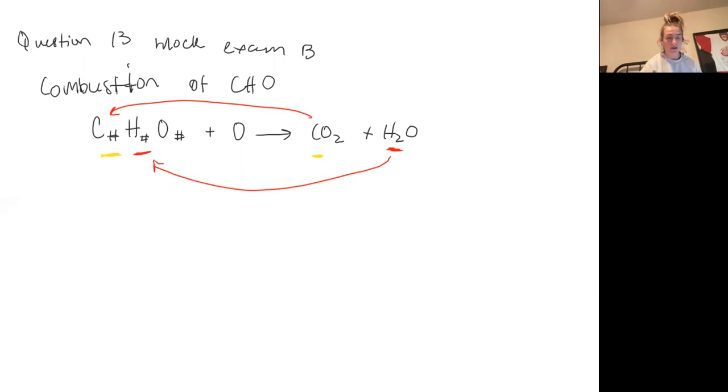So can anyone tell me the first thing that they had to do for this question? Does anyone know where we would start if you're looking at question 13, mock exam B?